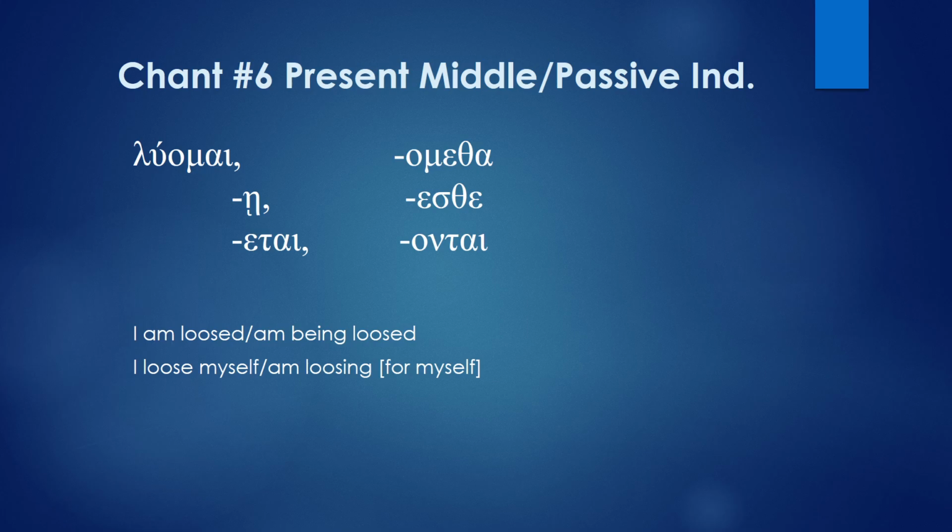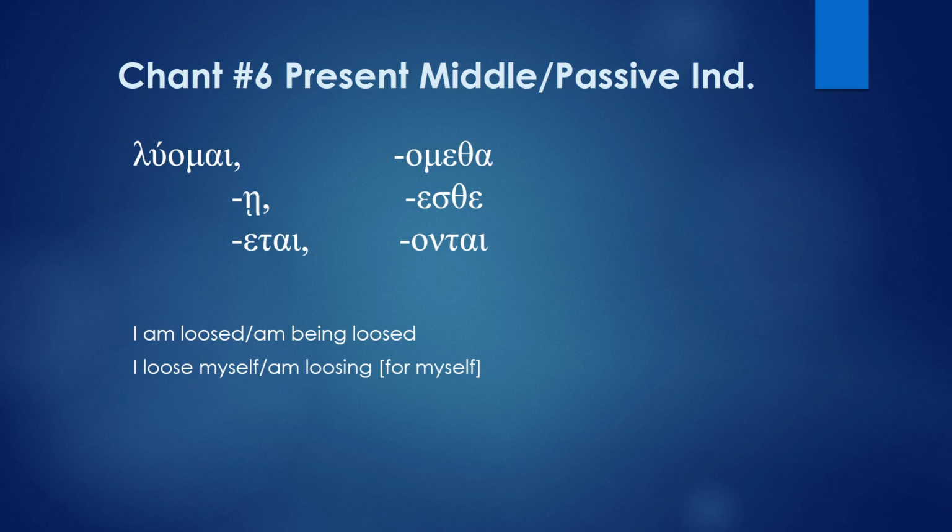Chant number 6, present middle passive indicative of luo. Luomai, I am loosed. The middle, I loose for myself, or can be taken as a passive, I am loosed. Ei, you loose for yourself, you are loosed. Etai, he, she, it looses for themselves, or he, she, it is loosed.